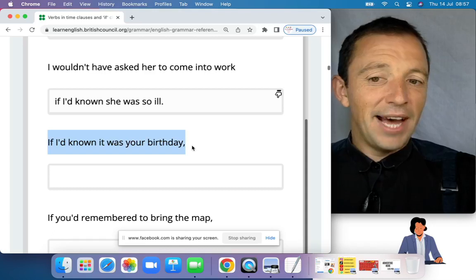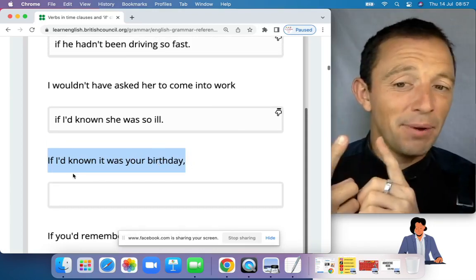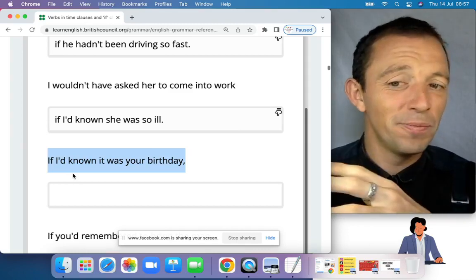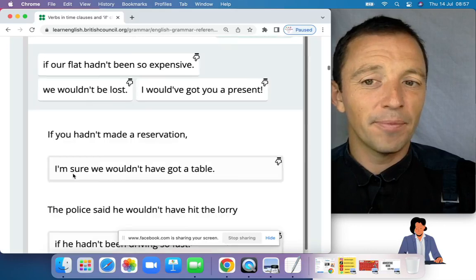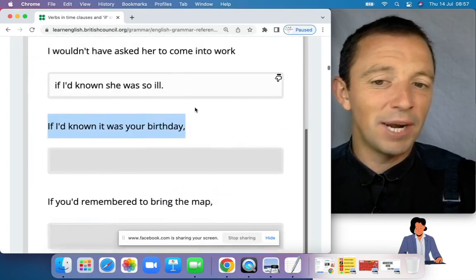Conditional clause: if I had known it was your birthday. If I had known it was your birthday, past perfect. Therefore, it represents something that did not happen. Therefore, I did not know it was your birthday. I would have got you a present, of course. I would have found you a present.